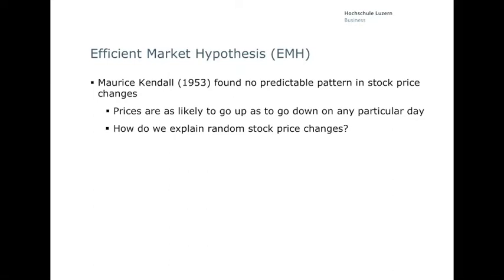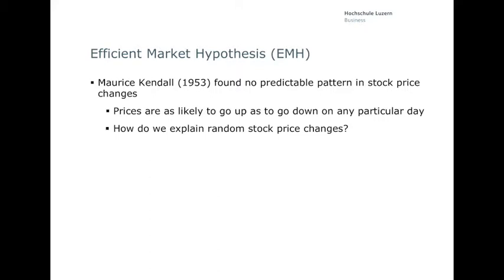Efficient market hypothesis. Maurice Kendall examined in 1953 if the assumption is correct that stock prices reflect the prospects of the firm. He found that he could identify no predictable patterns in stock prices. Prices seemed to evolve randomly. They were as likely to go up as they were to go down on any particular day, regardless of past performance. The data provided no way to predict price movements.